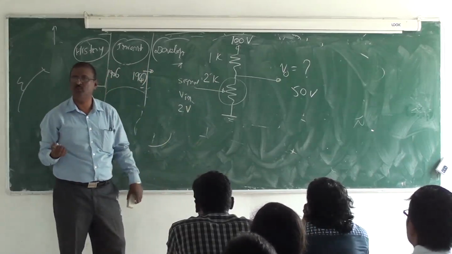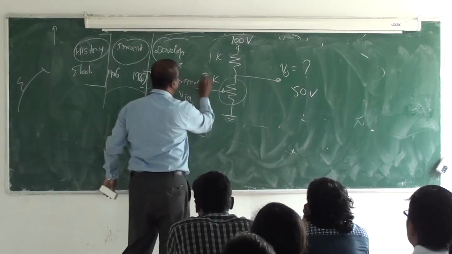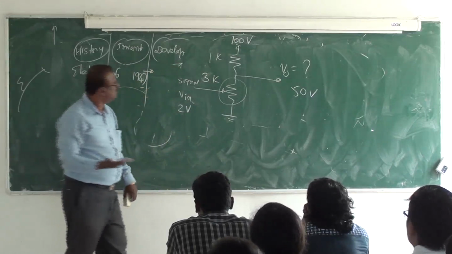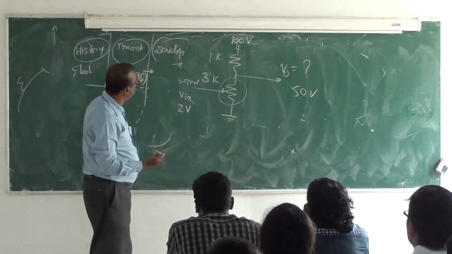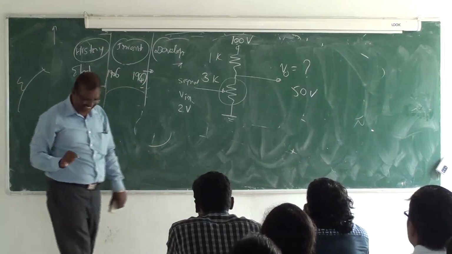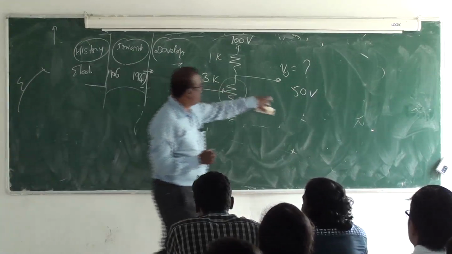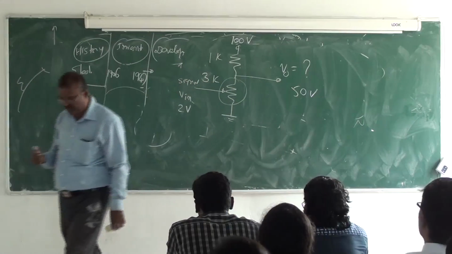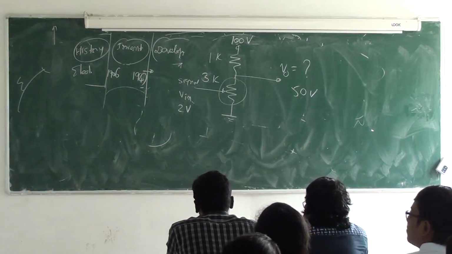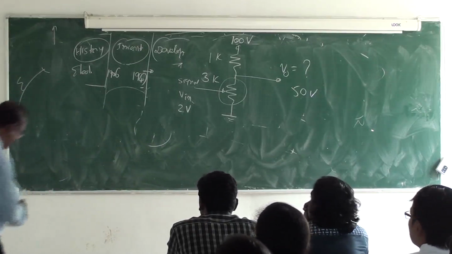Now, what is the voltage now? Output voltage. Let's say I give 3K, easy for us to do. I check it to 3K. What is V naught? 1/4 drops, so 75 volts output. It is 75.